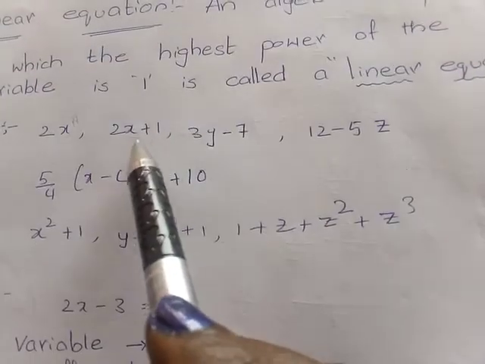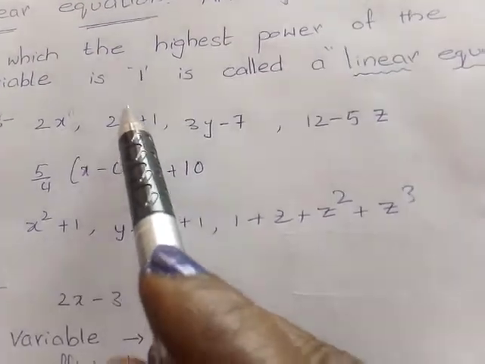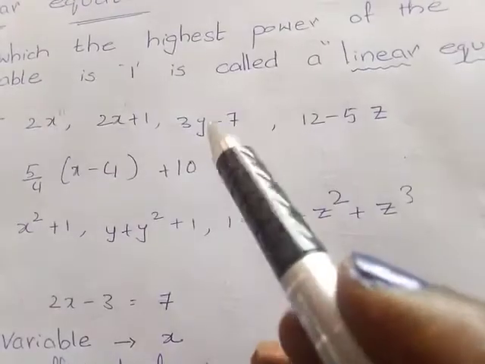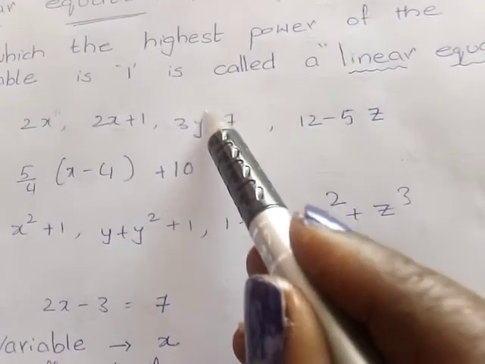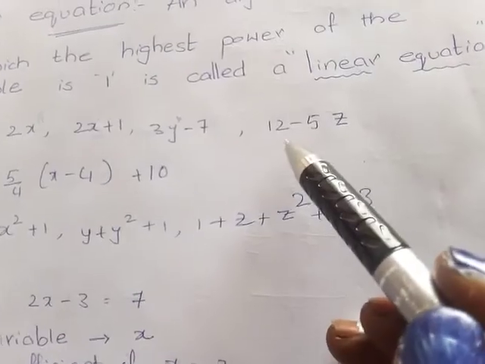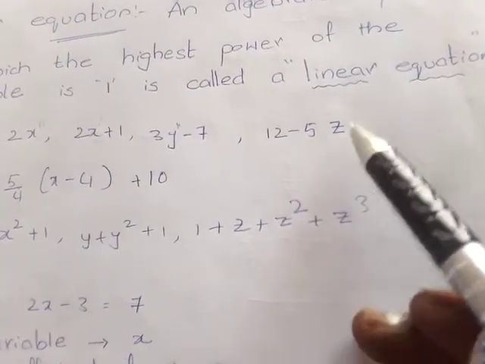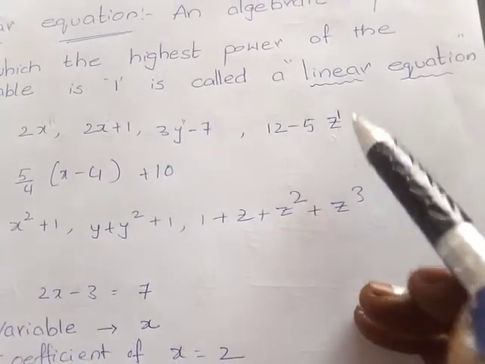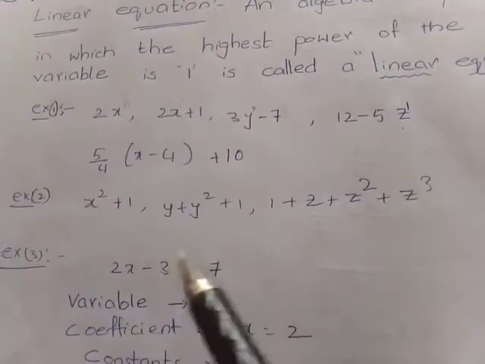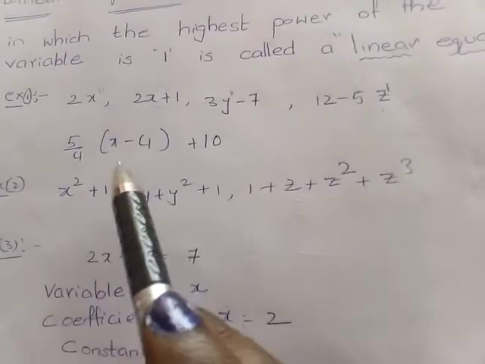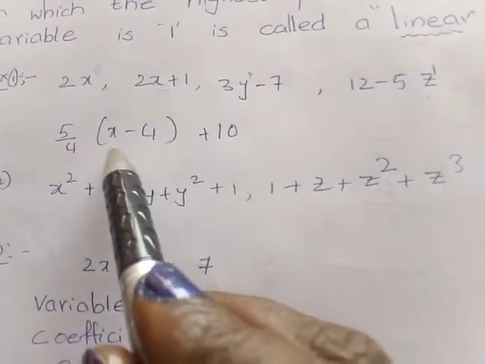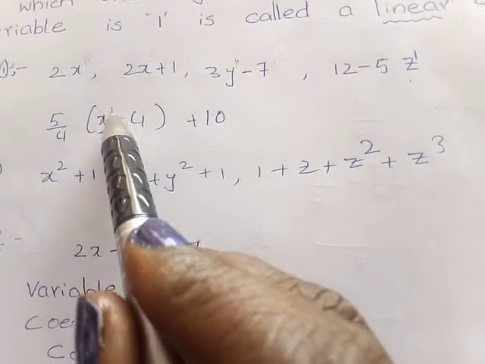Here 2x plus 1. X is the variable. Its power is 1. Here 3y minus 7. So its power is also 1. Next, if you come to 12 minus 5z, z is the variable. Its power is 1. So this is also a linear equation. If you come here, 5 by 4 into x minus 4 plus 10. What is the variable here? X is the variable and its power is 1.